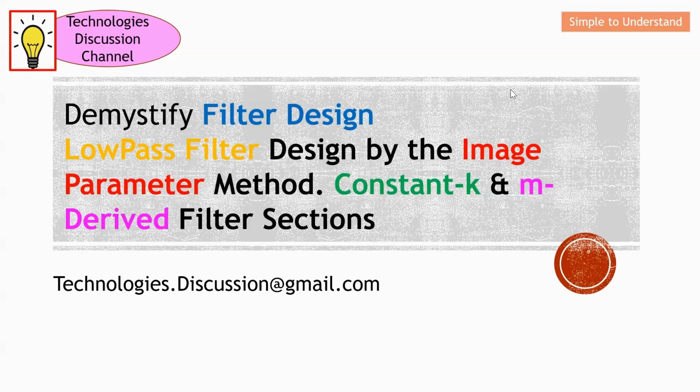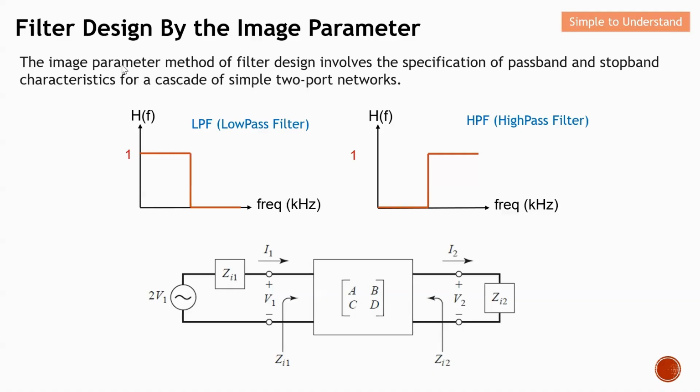Let's start. The image parameters method of filter design typically involves the specification of a passband and also the stopband characteristics for a cascade of simple two-port networks. So basically this diagram here shows a two-port network, input and output. This is the first port, this is the second port.